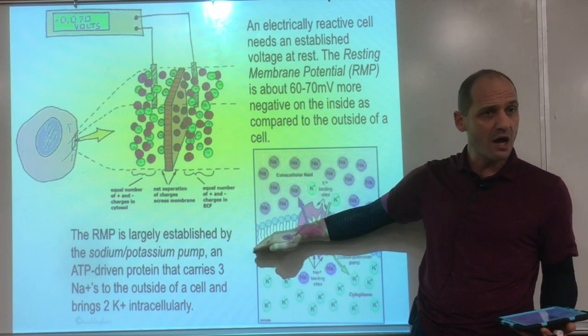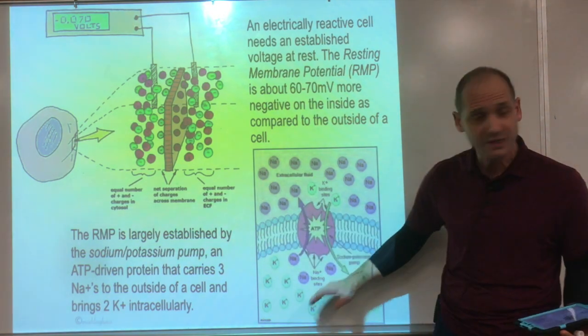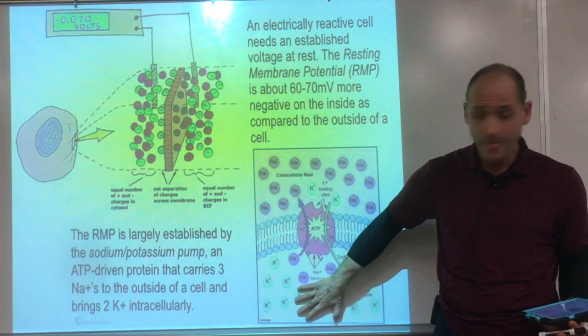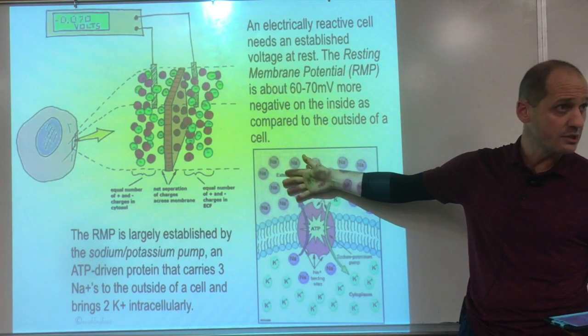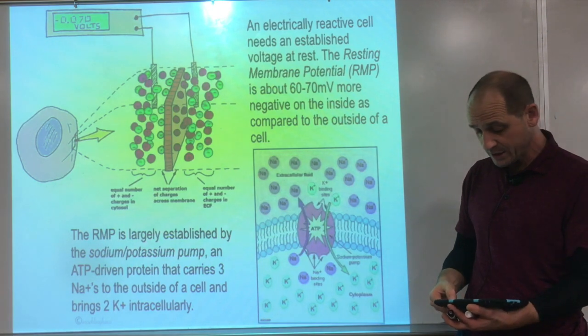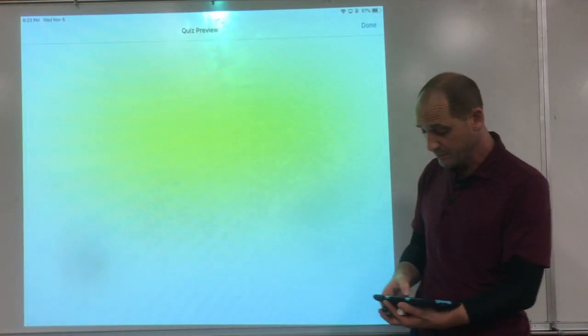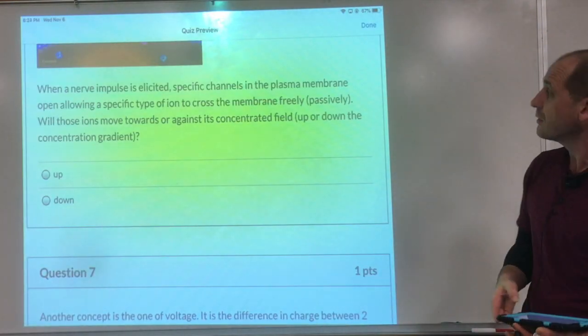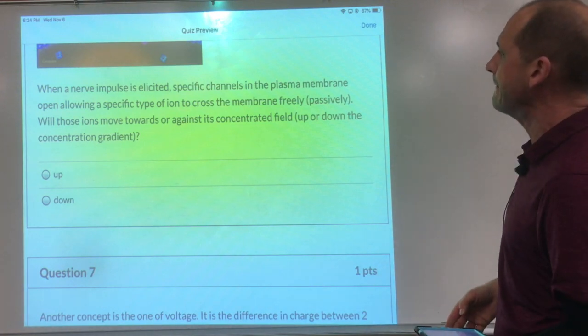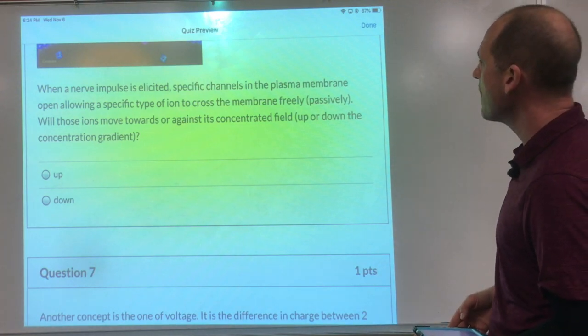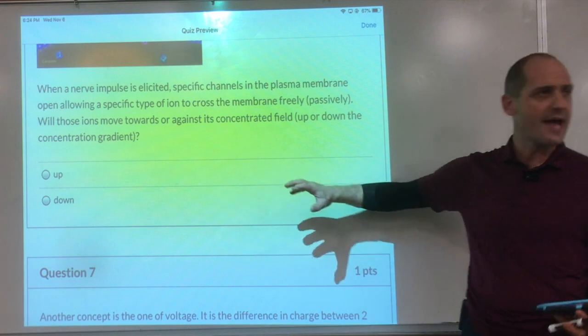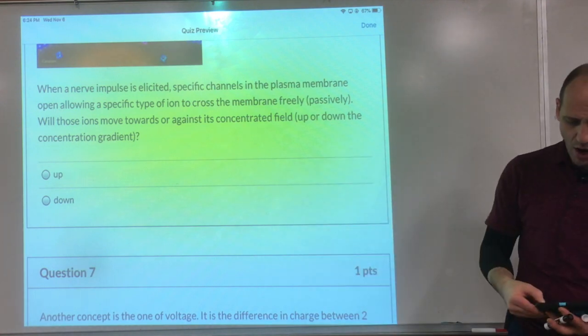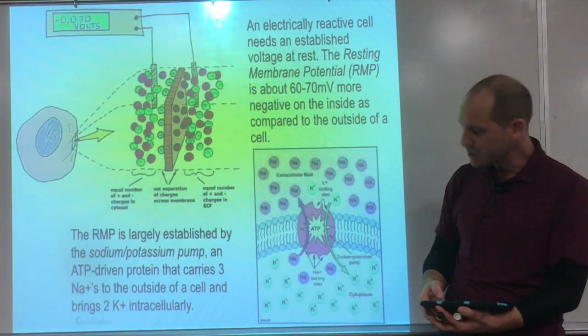And so what that does, it makes a lot of potassiums on the inside of the cell and a lot of sodiums on the outside of the cell. And that's a gradient that is established. And so let's see. When we have these gradients established, so a lot of sodium on the outside of the cell, let's go right there.